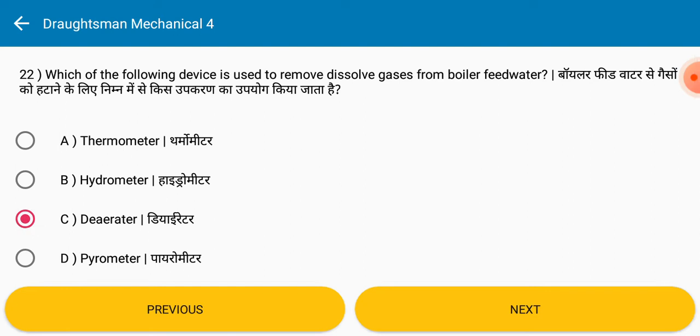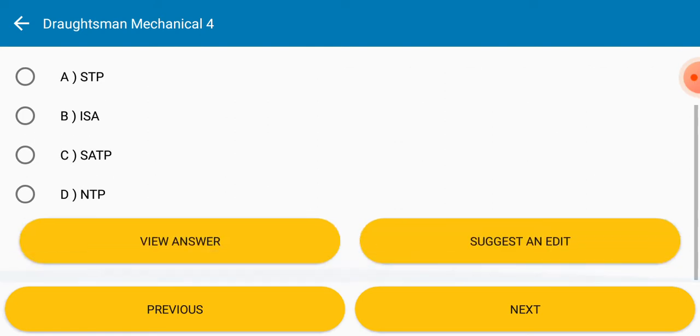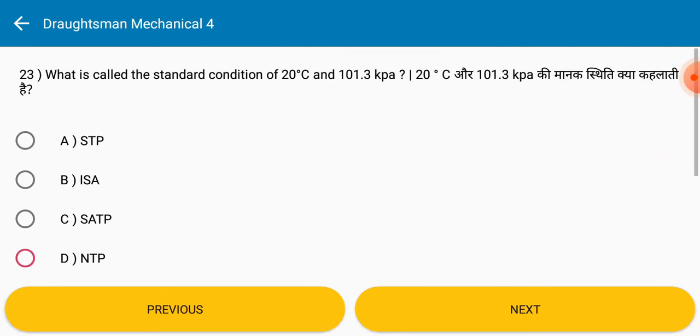Deaerator. Next question. What is called the standard condition of 20 degrees Celsius and 101.3 kPa? The right answer is option number D, NTP. Next question.